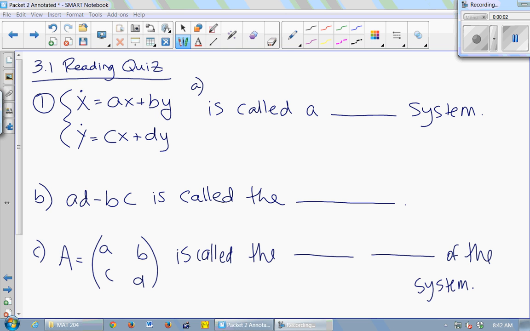dx/dt equals ax plus by, and dy/dt is cx plus dy. That's called what kind of a system? Linear. It's a linear system because it's linear in both x and y, right? All the exponents on the x's and y's are ones. Linear.